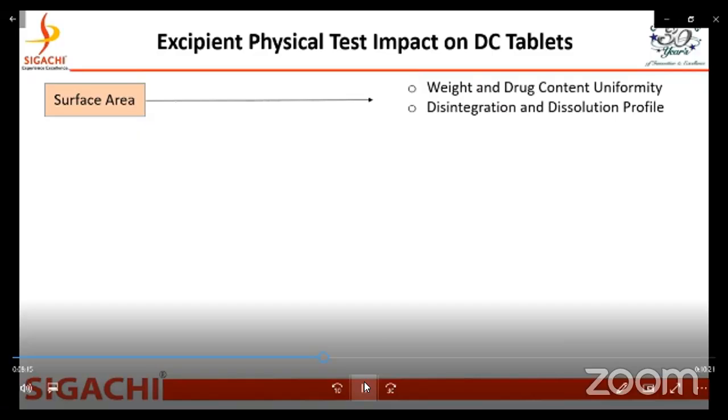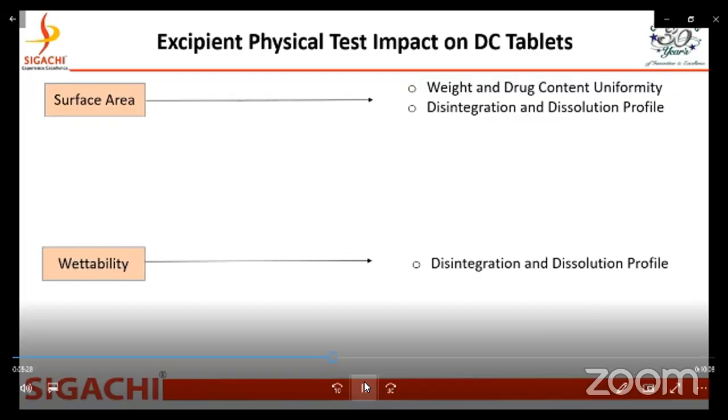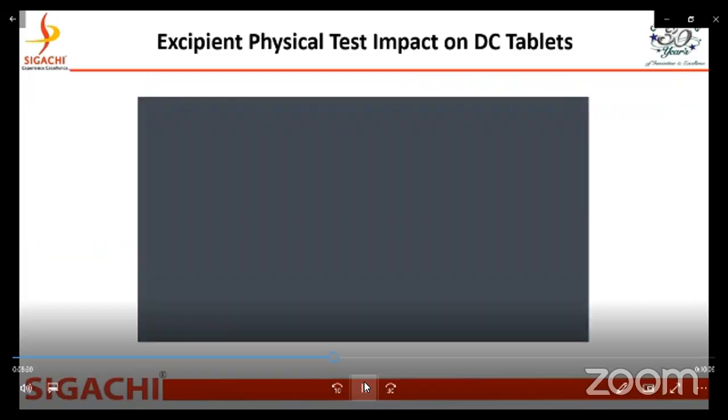Surface area. Surface area affects the weight and content of drug uniformity and also affects the disintegration and dissolution profile of tablets. Wettability. Wettability affects the disintegration and dissolution profile of tablets. Video indicates the wettability of the tablet.